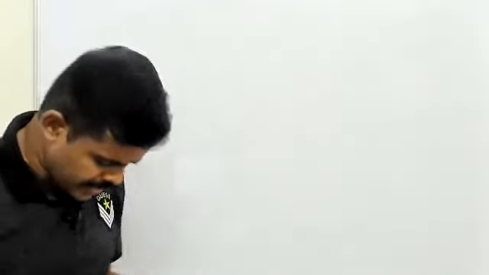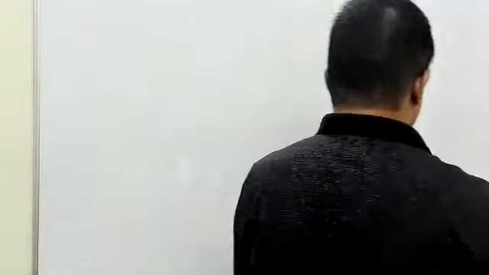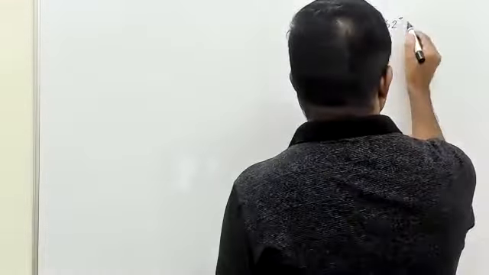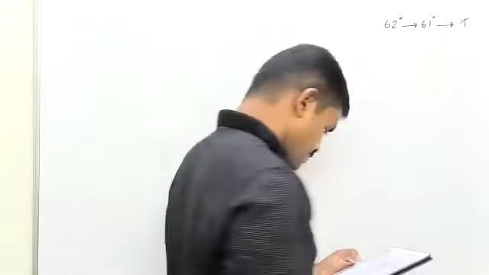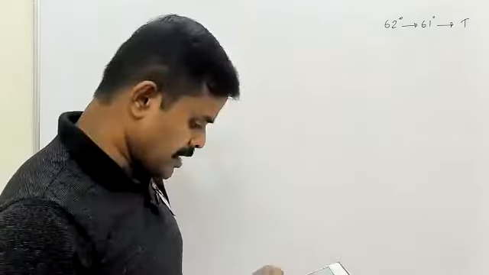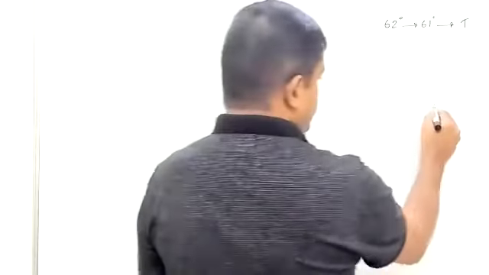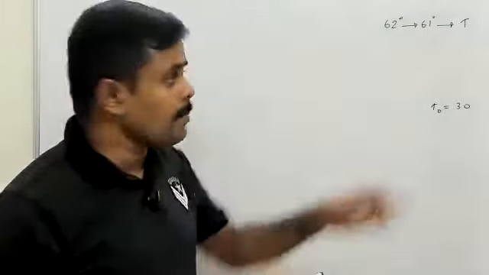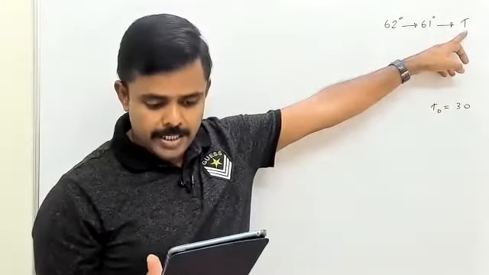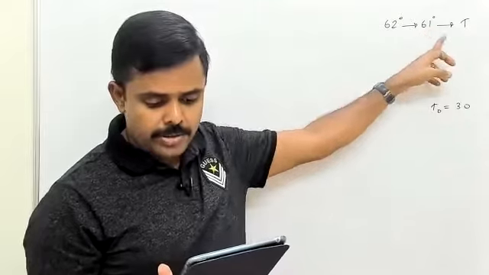A body takes T minutes to cool from 62 to 61. So a body takes capital T minutes to go from 62 degrees Celsius to 61 degrees Celsius, when the surrounding temperature, the ambient temperature, is 30.